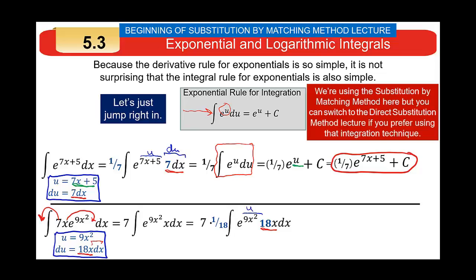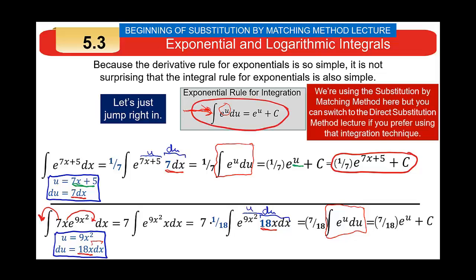But remember that the 9x squared is the u, and the rest of the integrand, including the dx, all of that forms du. So I can make the substitution, and again, 7 times 1/18 is going to be 7/18. But the critical part is noticing now that I've gotten rid of all the x's. The e to the 9x squared became e to the u, and the 18x dx became du. And now I can look back at the top and notice that the integral of e to the u, according to our formula at the top, is just e to the u. And in this case, the 7/18 is out front, so it stays there.